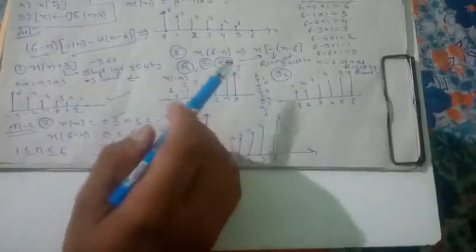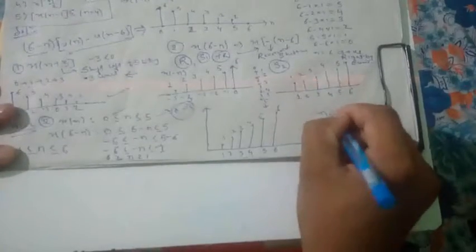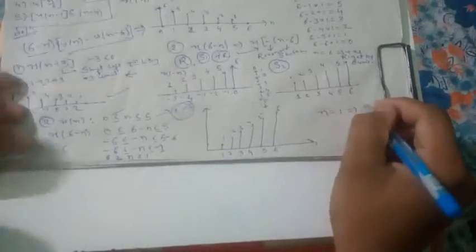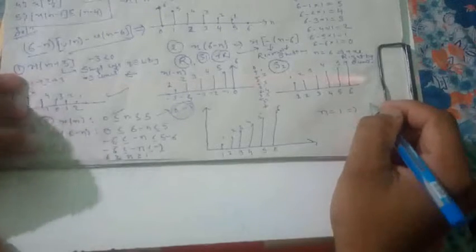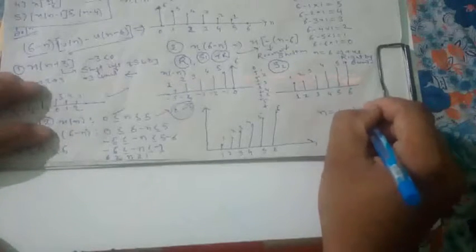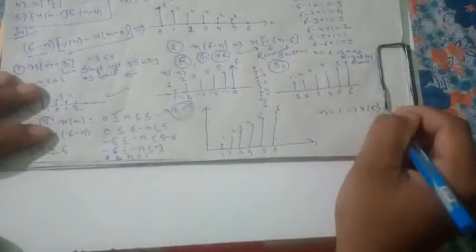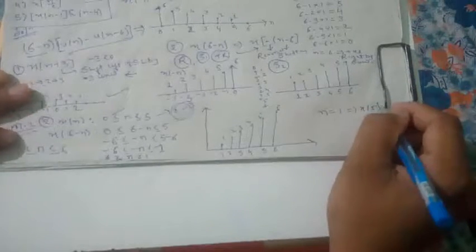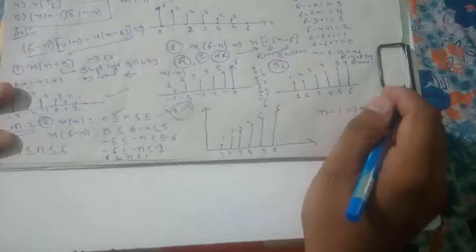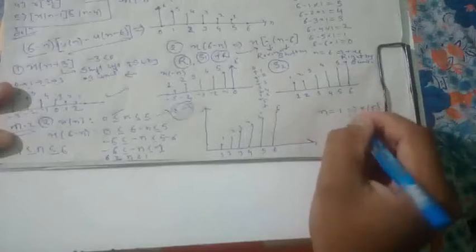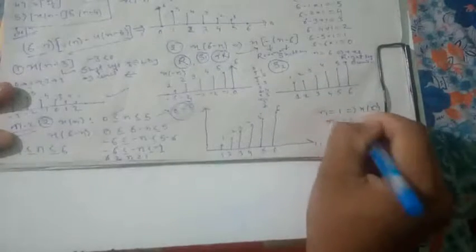So in this algebraic expression method, or by shifting and reversal, we can also solve this problem. Now here, when n equals 1, x will be 1. No problem. For n equals 2, x is what?